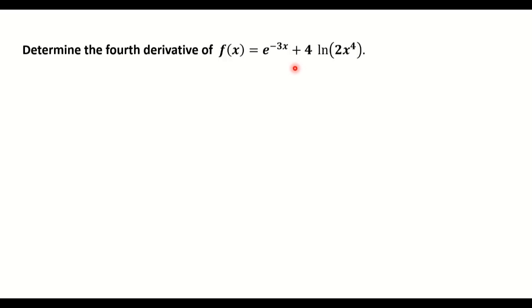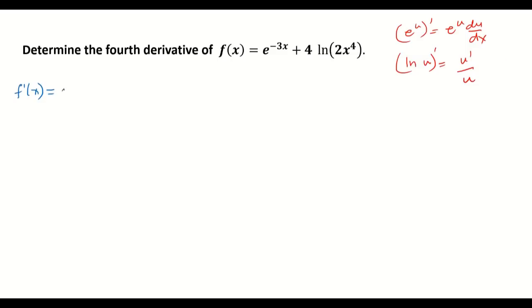In this example, we are asked to get the fourth derivative of the given function. So we need the formula for base e and for ln. So the derivative of e raised to u is equal to e raised to u times du dx. And for the derivative of ln of u, this would be u prime over u.